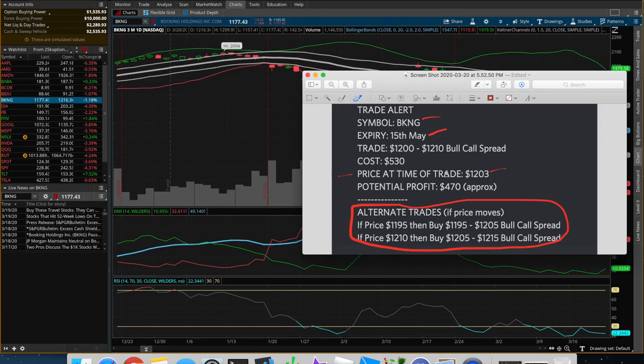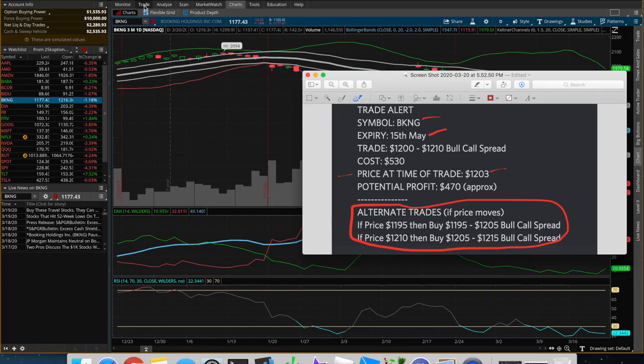Now let's go back to this alert. So I've mentioned buy a 1200 1210 bull call spread. So there is a video that I have in the learning center where I've mentioned how to put on trades, but let me show you anyway. So it's a 1200 1210 bull call spread. What that means is, buy a 1200 call, sell a 1210 call.